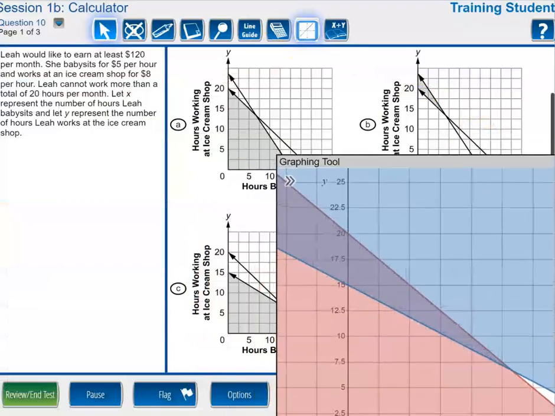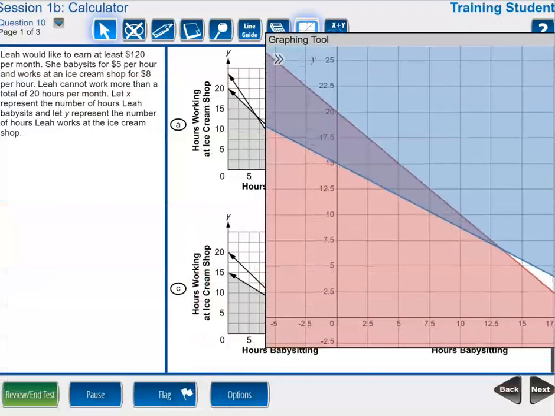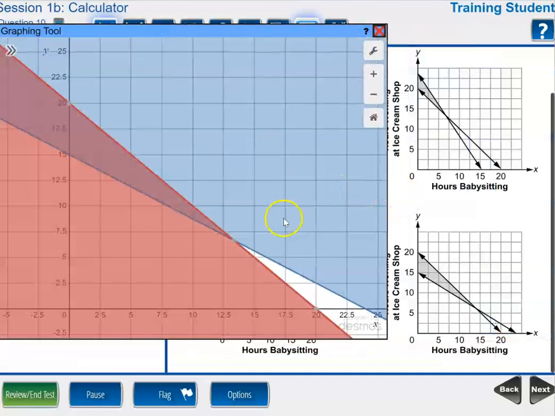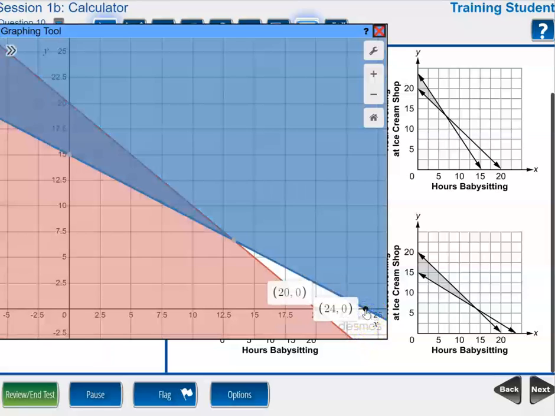It's not going to be answer choices A or B because that would be like this red part, which is not our solution set. We want where the two shaded regions overlap. So let's look a little closer. It looks like one of these crosses at 20 and the other one crosses at 24. This is crossing at 15 and 20. This one's crossing at, that could be 20 and 24.